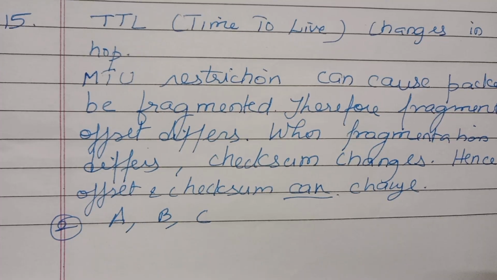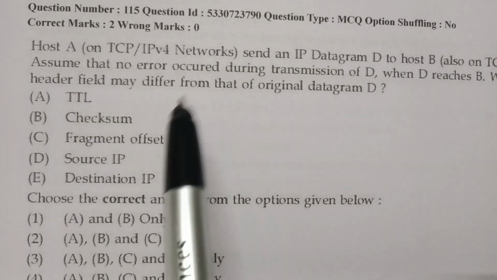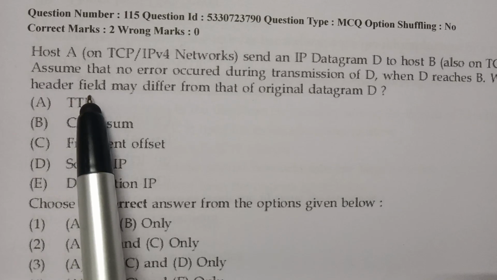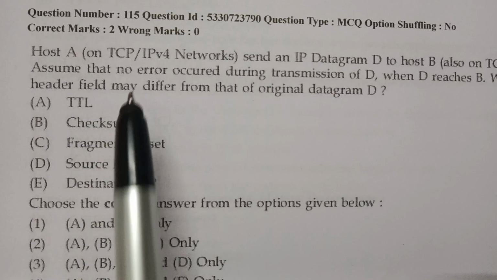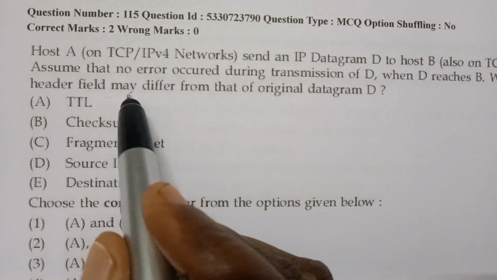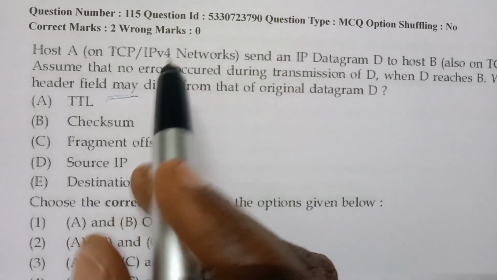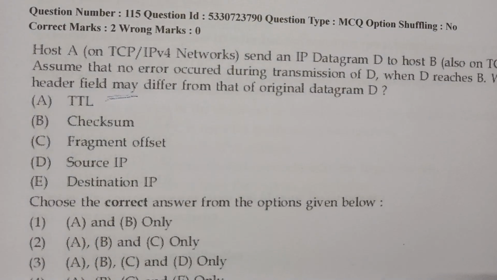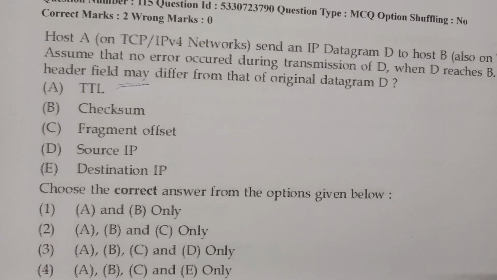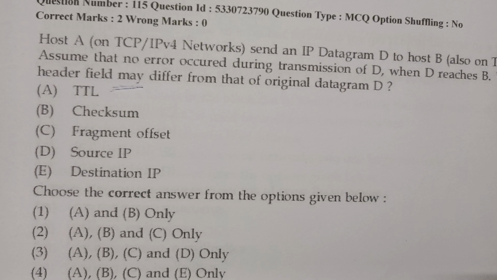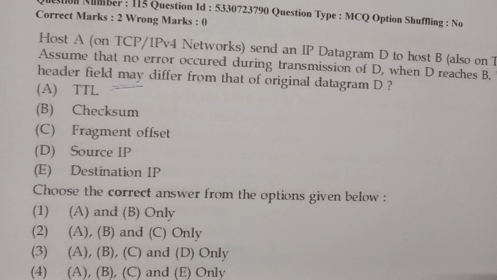So if you see the question, they've asked specifically which of the following header fields may differ. See, this word is important. It's not that it definitely differs, it may differ. So when they ask may differ from that of the original datagram, when there is an MTU, then the fragmentation offset will differ, and hence the checksum will also differ.